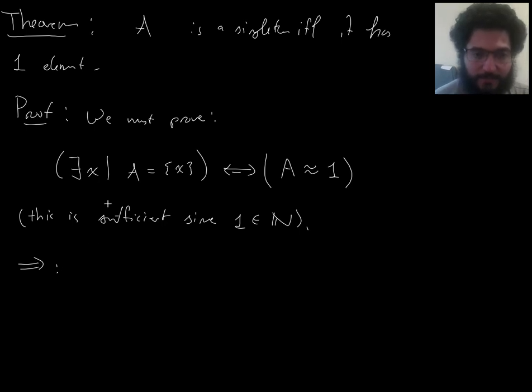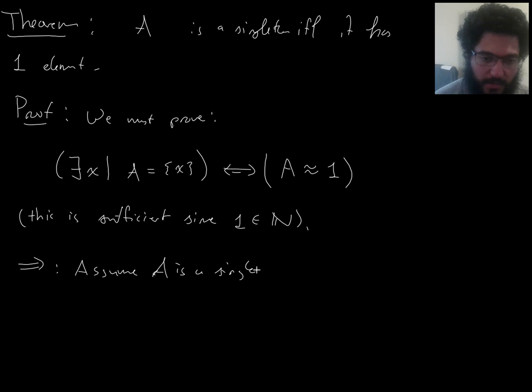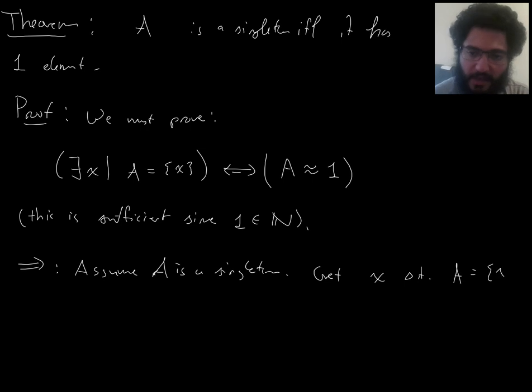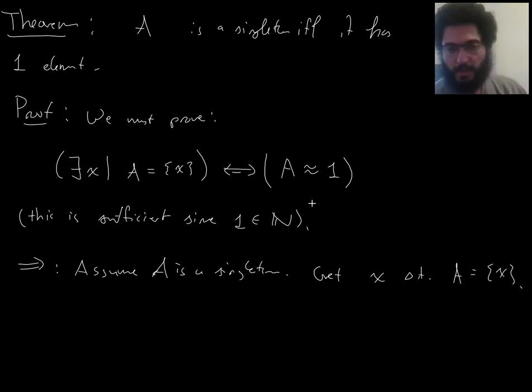So assume A is a singleton. In other words, we're assuming this. Then we can get x such that A is the singleton of x. Now, can I prove that there's a bijection between A and 1?